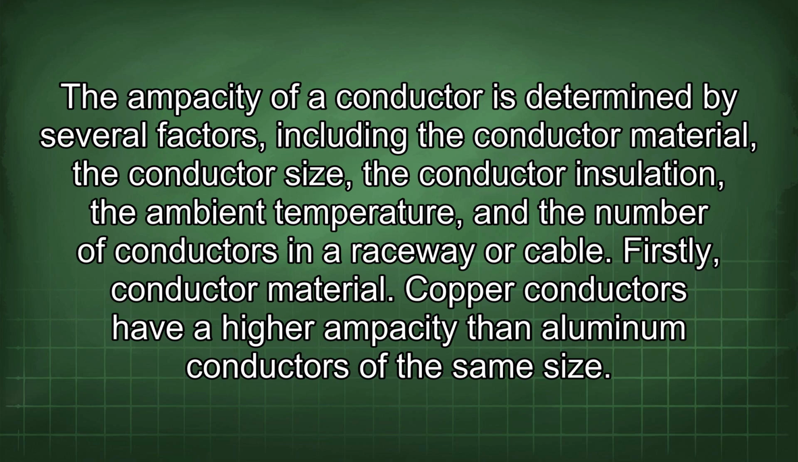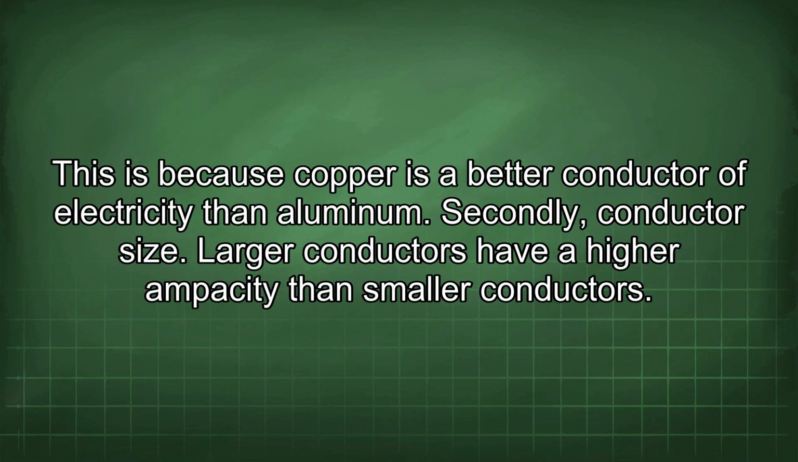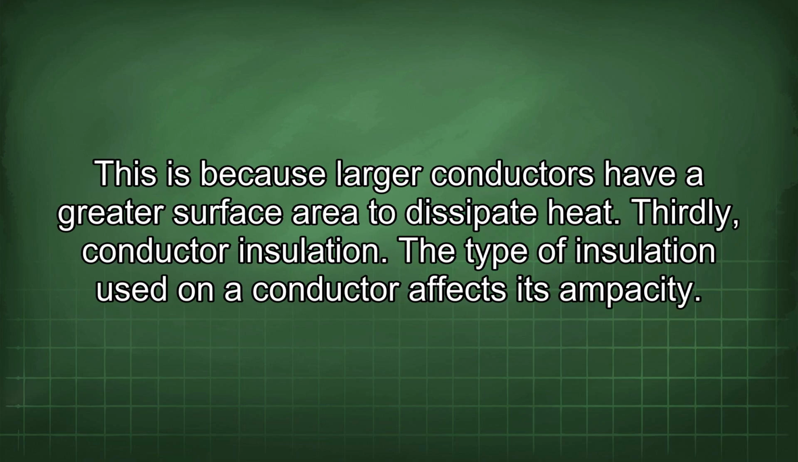Firstly, conductor material. Copper conductors have a higher ampacity than aluminum conductors of the same size. This is because copper is a better conductor of electricity than aluminum. Secondly, conductor size. Larger conductors have a higher ampacity than smaller conductors. This is because larger conductors have a greater surface area to dissipate heat.